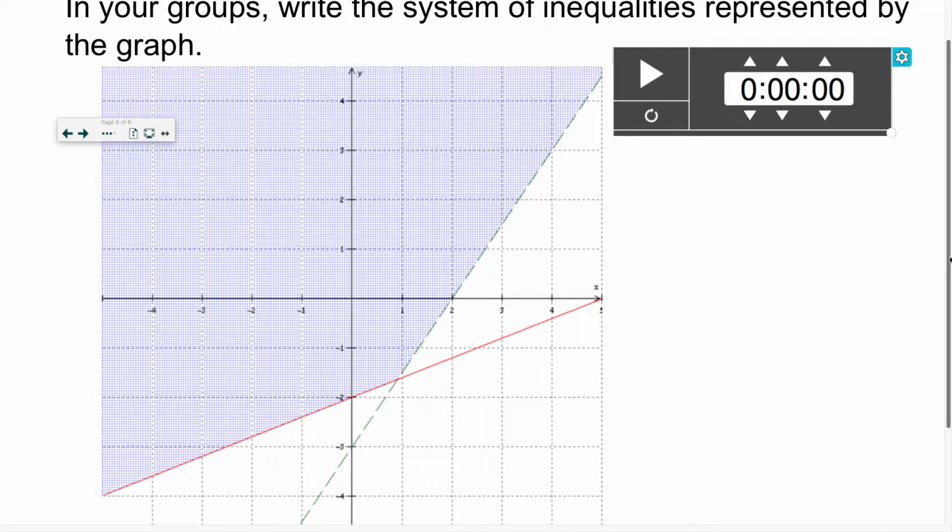So just like I was talking about, this is a graph of a system of inequalities that just shows the solution to the system. It doesn't show the solution to each line, it just shows the solution to the system. But you can figure out just by looking at it what the solution to each one is. How can we figure that out?